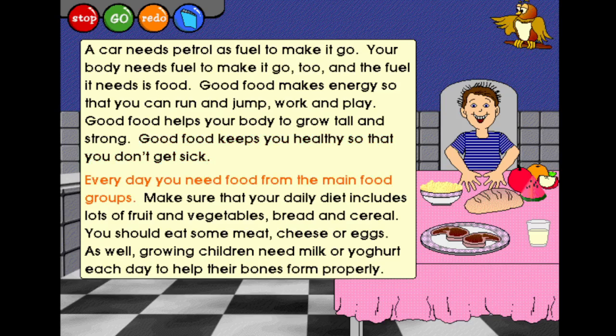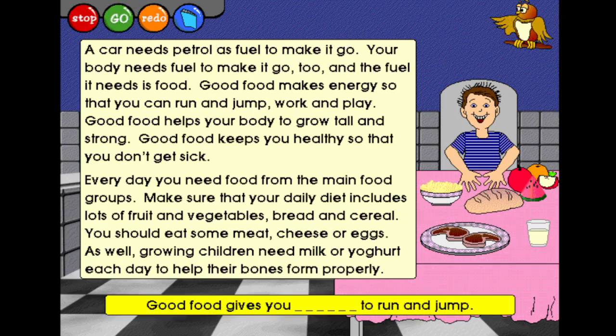Every day you need food from the main food groups. Make sure that your daily diet includes lots of fruit and vegetables, bread and cereal. You should eat some meat and cheese as well. Growing children need milk or yogurt each day to help their bones form properly. Read the sentences. Type the word that completes them. Click on the sentence if you need help.